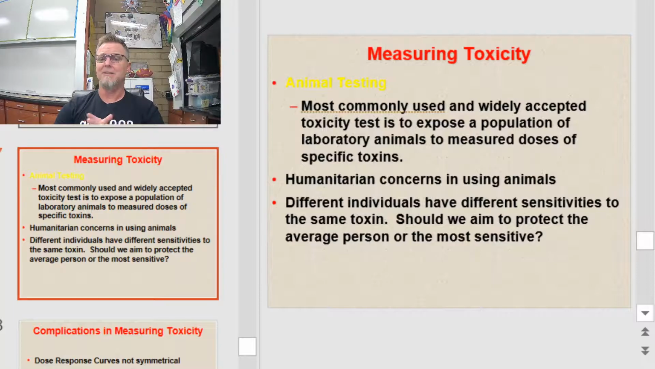I know there are all kinds of humanitarian concerns using animals, and you may not agree with it. I'm not asking you to agree with medical animal testing. Different individuals have different sensitivities to the same toxins. So if it's toxic to this animal over here, it may not be toxic to that animal over there, and the same for people.